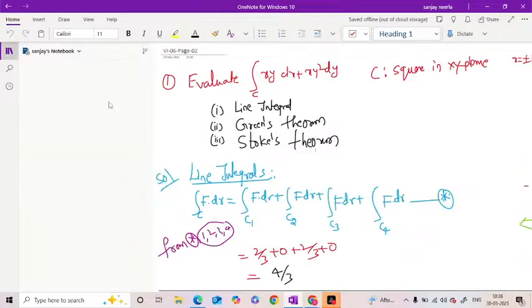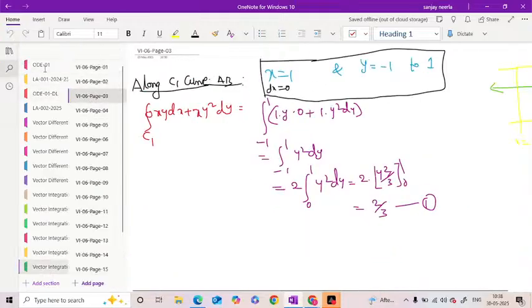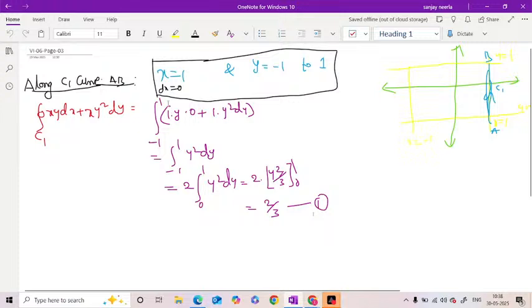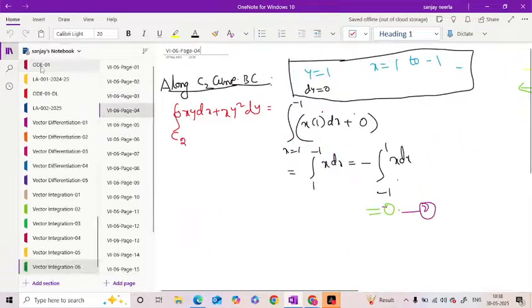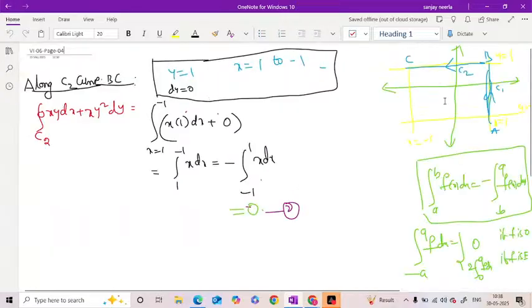So we will get 4 by 3. Along the C1 curve, x is equal to 1 and y is running from -1 to +1. Just substitute, we will get 2 by 3. Next, along the C2 curve, y is equal to 1, but x is running from 1 to -1, not -1 to +1, and dy is 0. Converting everything in terms of x, we will get the result 0.